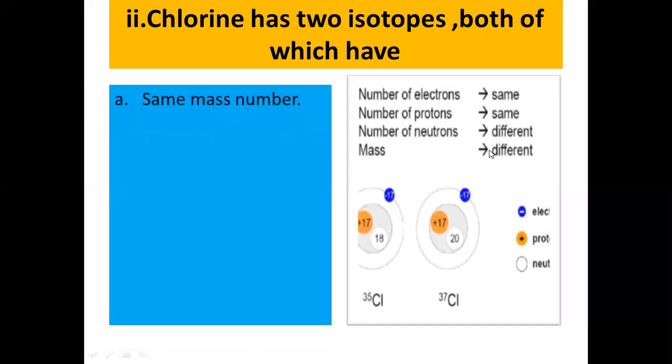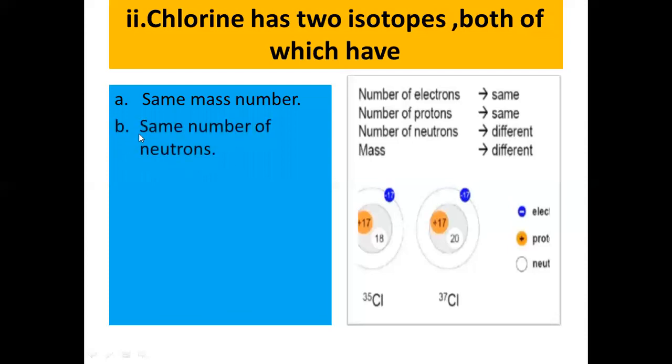So the statements, option number 1, they have same mass number. No, mass numbers are different because number of neutrons are different. And mass number is the sum of protons plus neutrons. 17 plus 18, 35. Mass number is 35 for this isotope, and 17 plus 20, 37. So 37 is the mass number for the second isotope. So mass numbers are same? No, this is wrong. Mass numbers are not same.